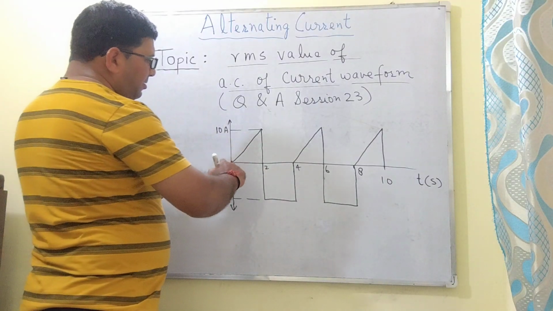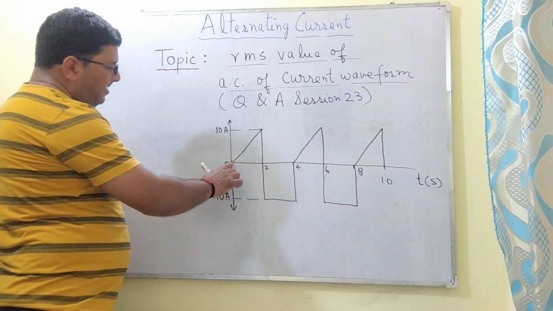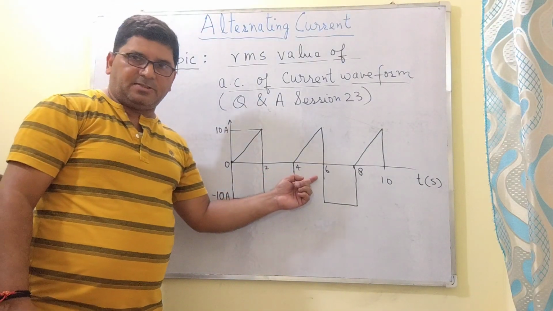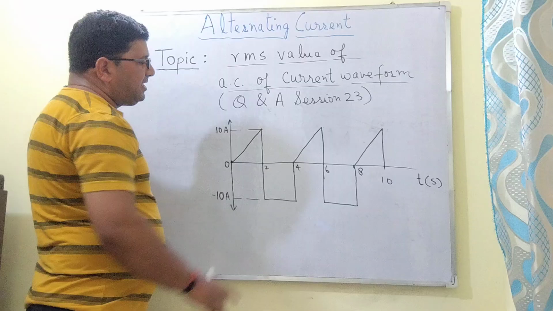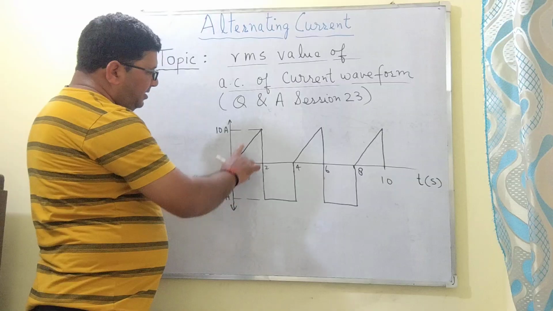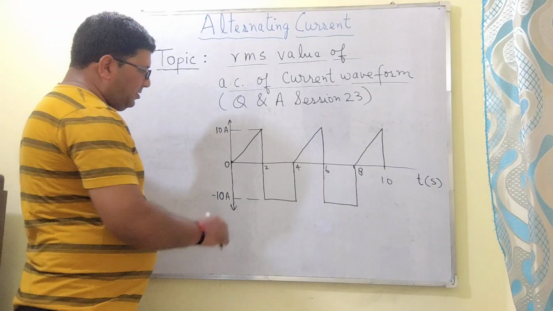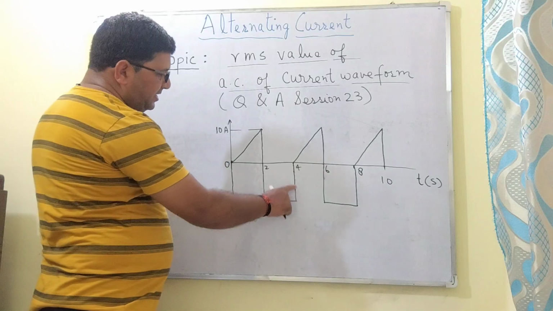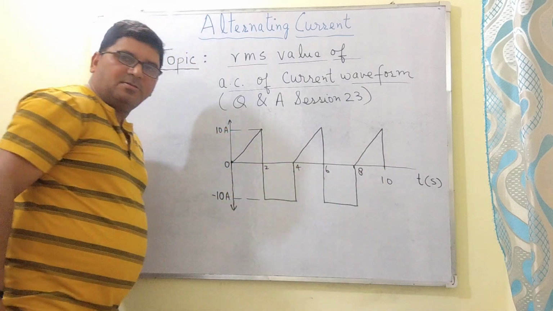Now, in this waveform, the current is increasing linearly from 0 to 2 seconds, and from 2 to 4 seconds the current is constant. The time period of this alternating current is equal to 4 seconds because one complete cycle is getting completed in 4 seconds. You can see from this figure that one complete cycle is completed in 4 seconds. This is the second cycle and so on.